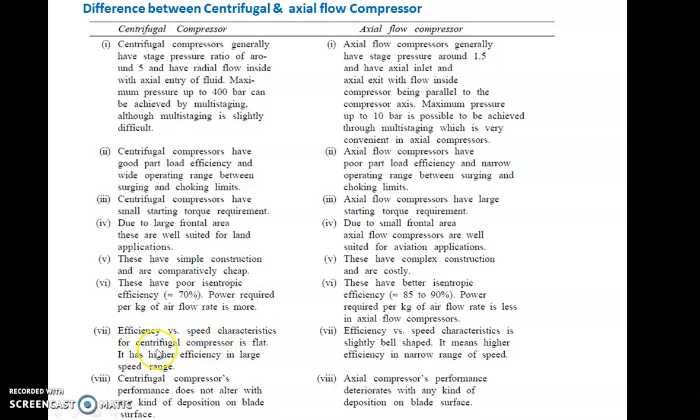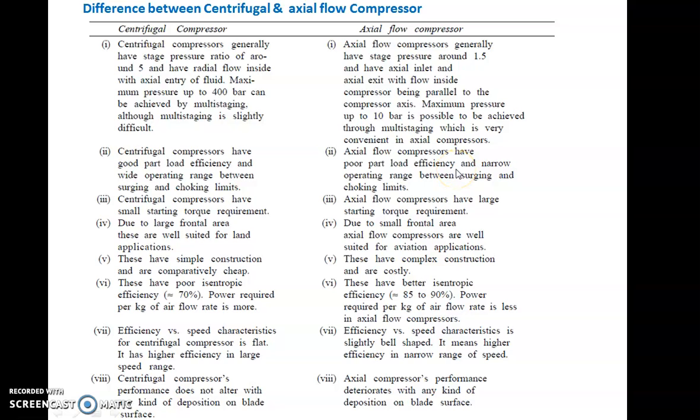The efficiency versus speed characteristic for centrifugal compressor is flat, while for axial compressor it is somewhat bell-shaped. The last point is that centrifugal compressor performance does not alter with any kind of deposition on the blade surface, but axial compressor performance deteriorates with any kind of deposition on the blade surface. So more care you have to take for axial flow compressors, because their application is very typical, jet engines. They should be designed very carefully. But the centrifugal compressor is rough and tough, you can use it anywhere. So likewise we have seen the difference between centrifugal compressor and axial flow compressor.